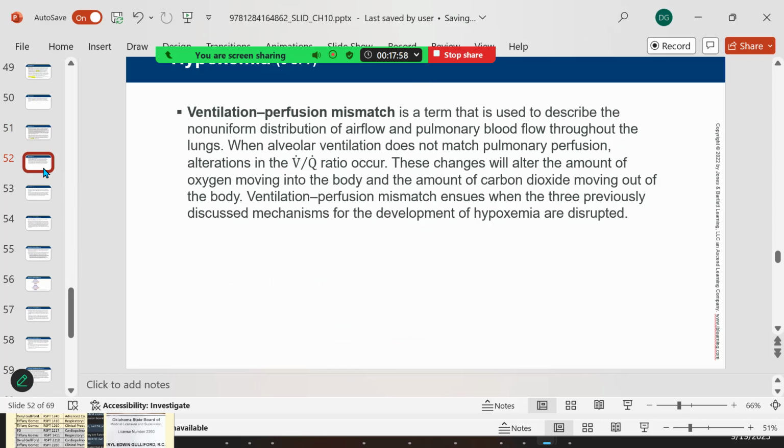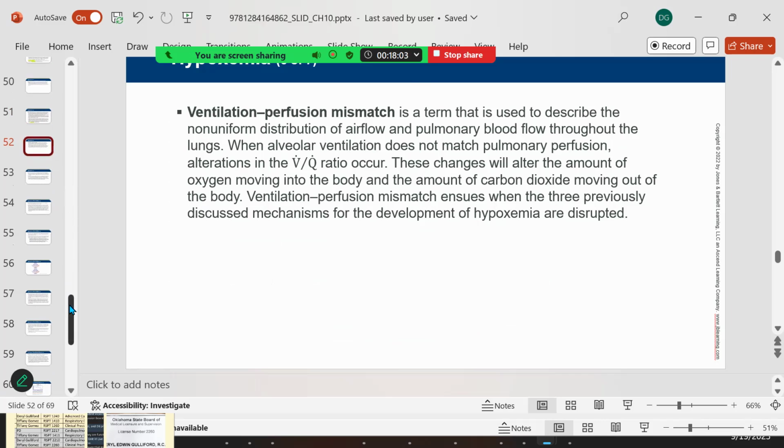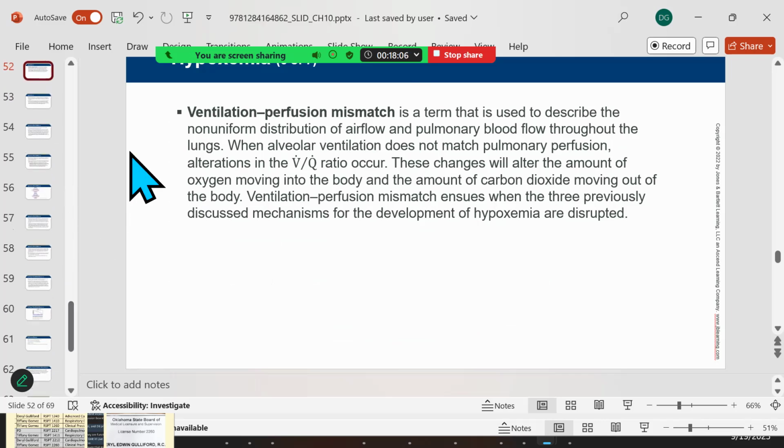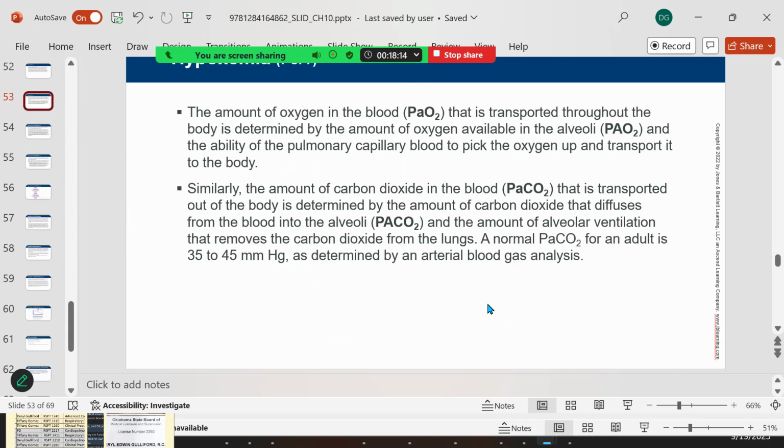Ventilation perfusion mismatch. This happens in pneumonia, where we have an area that is well perfused but not well ventilated, and that is going to drop the patient's blood oxygen level. That's why the blood gases and the pulse ox don't read well. I mean, they're not in normal range when the patient has a big pneumonia.